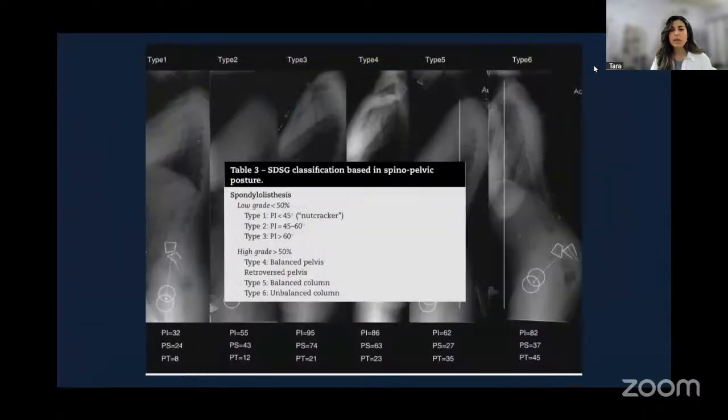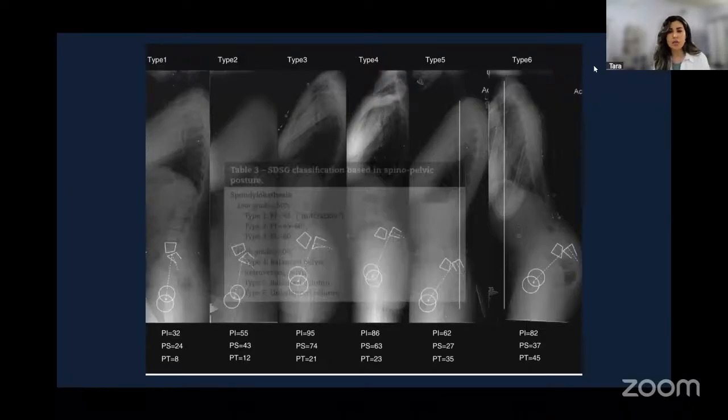It is important because the simplest classification to understand is the SDSG. They classified spondylolisthesis into 6 subtypes, 3 of them low-grade listhesis, less than 50%, and types 4, 5, and 6 more than 50%. In type 4, the patient still preserves the sagittal balance with a normal pelvic tilt, while type 5 has a higher than normal pelvic tilt but still preserves the sagittal balance, and type 6 has a disturbed sagittal balance.